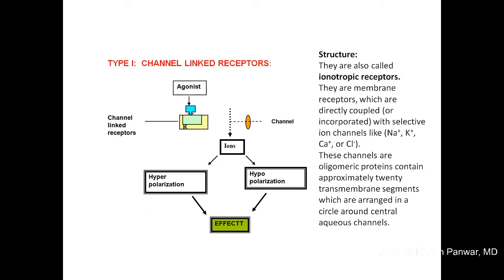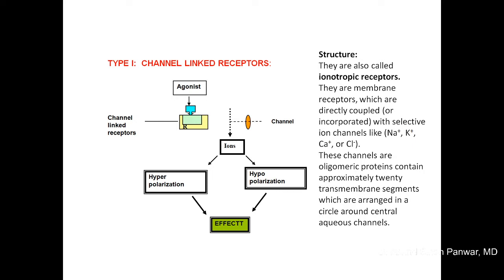Out of all four superfamilies, the first three are transmembrane receptors, while the fourth one, the receptor which regulates gene transcription, is intracellular in nature. Now, here we are going to discuss the type 1 channel linked receptor. Regarding their structure, they are also called ionotropic receptors. They are membrane receptors which are directly coupled, or incorporated, with selective ion channels like sodium, potassium, calcium channel or chloride channel.